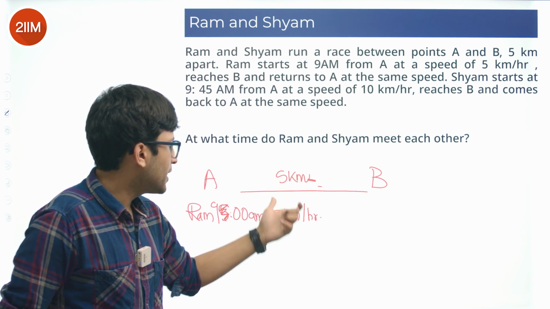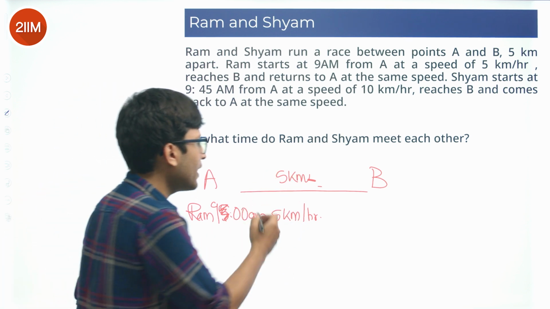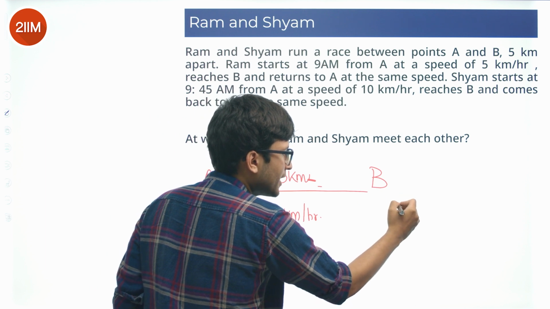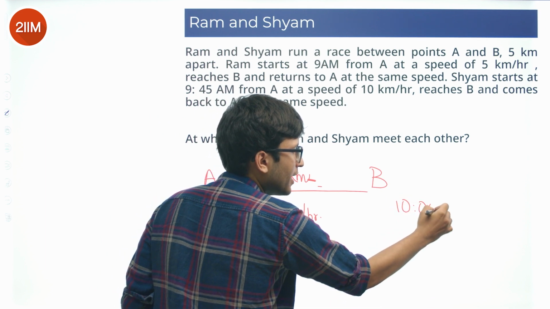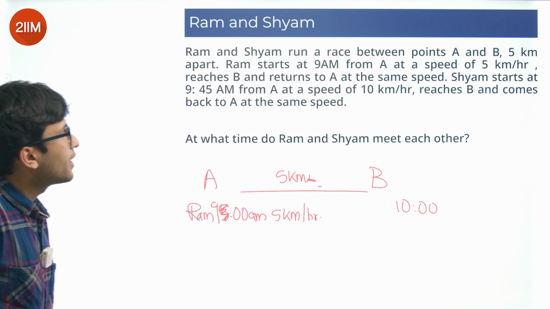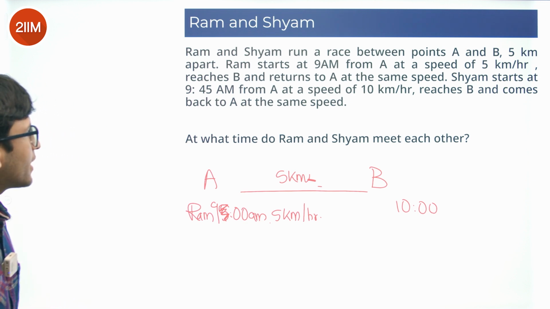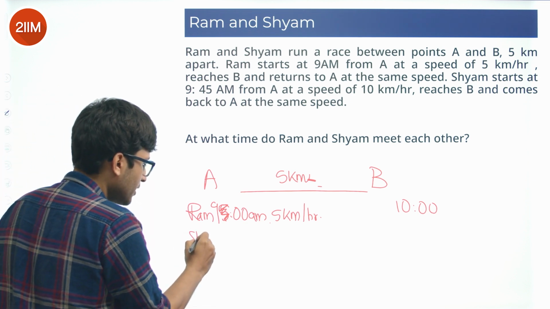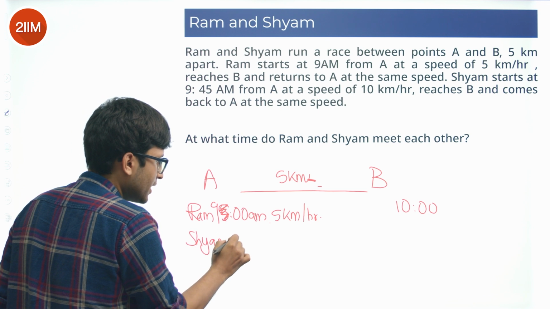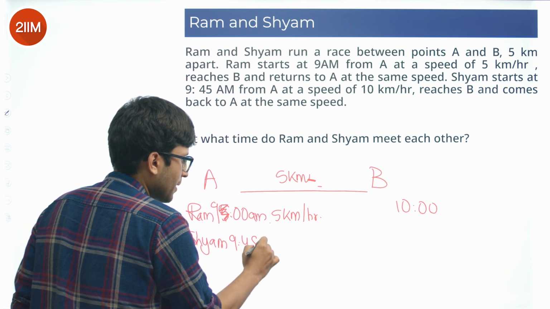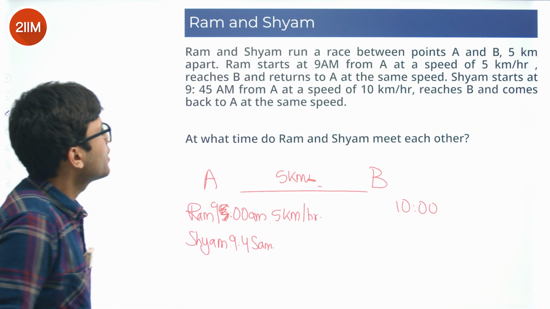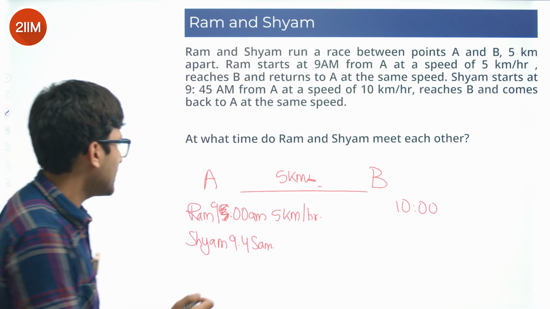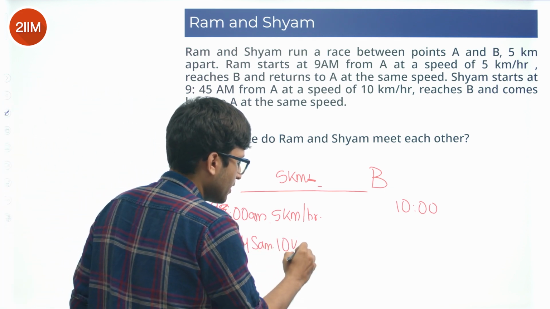It is 5 kilometers, so distance upon speed. So it will take 1 hour for Ram to reach B. So at 10 a.m. in the morning, he would be at point B. Okay. And what is happening is the other guy, Sham, starts at 9:45 a.m., but his speed is 10 kilometers per hour.